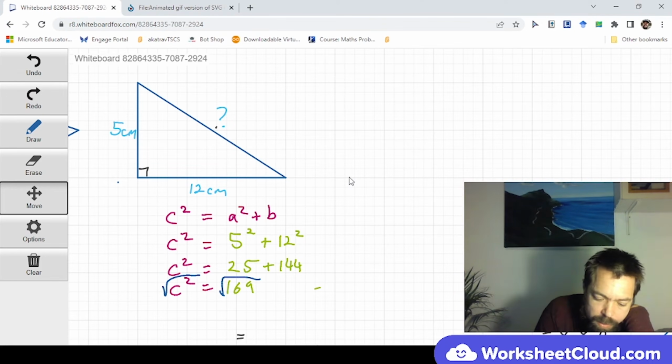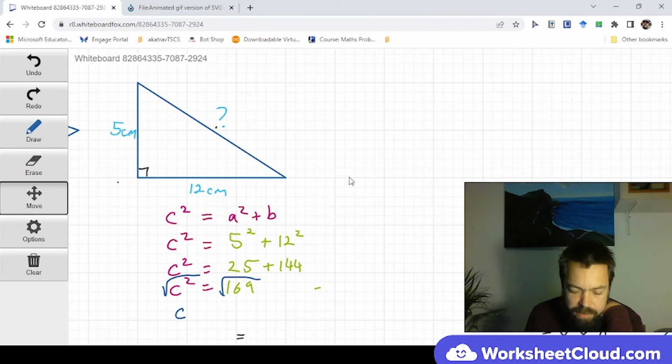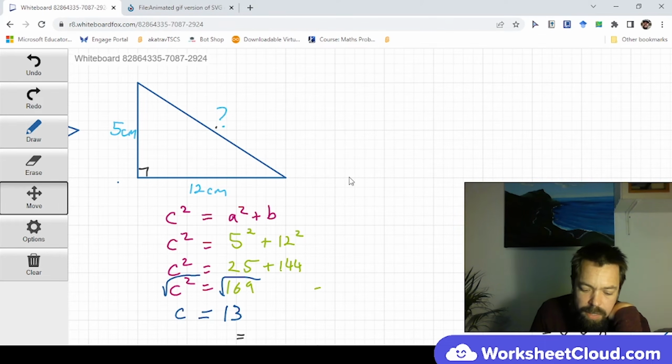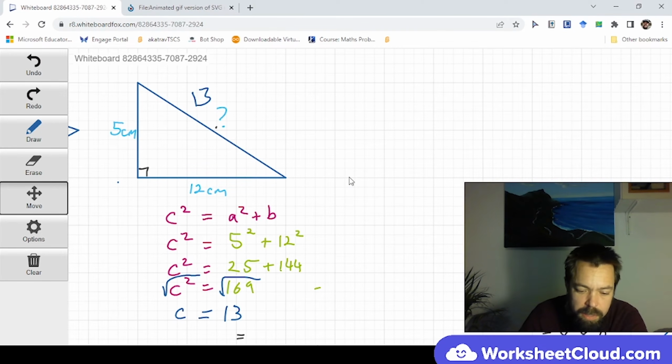All right, so what is left on the left? What spits out on the left is just a c, because the square root and the square cancel each other out. And I ask myself, what times by itself is 169? I happen to know because it comes up quite often, and the answer is 13. And so now I know that the length of the missing side of that triangle is 13. Okay, so that's useful. That's quite nice and good.